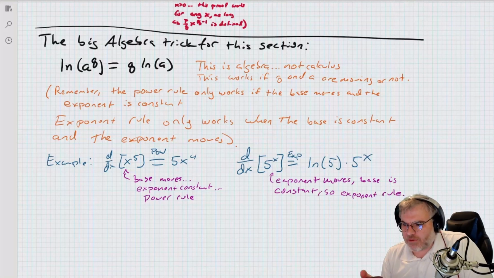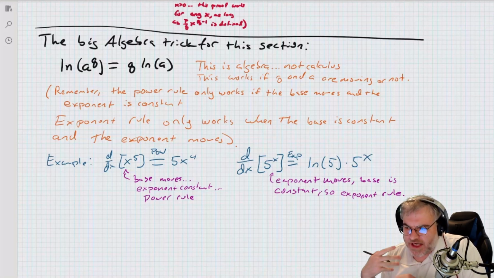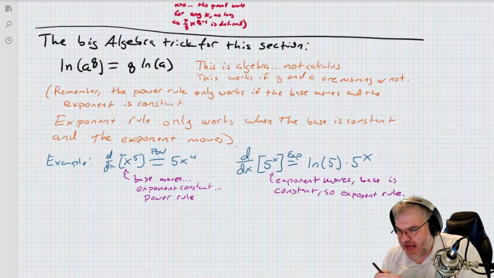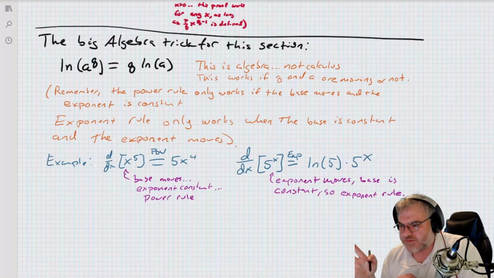I got a power rule and I got an exponent rule, and depending on what's going on tells me which one to use. So when x is in the base and the exponent is fixed, so the base is moving and the exponent is fixed, I use the power rule. When the base is fixed and the exponent moves, I use the exponent rule.